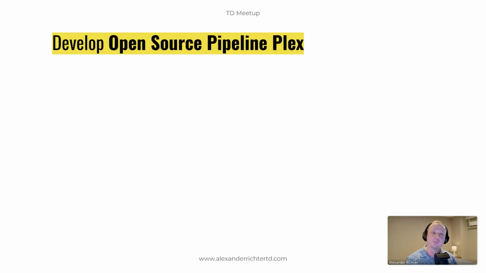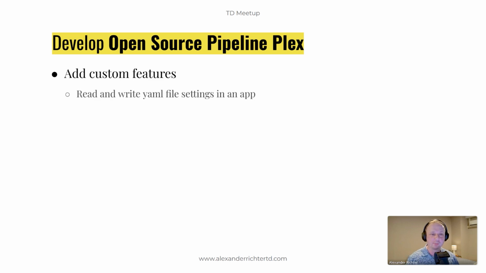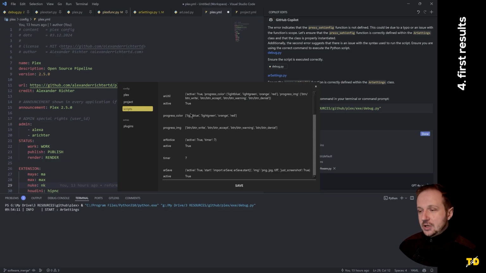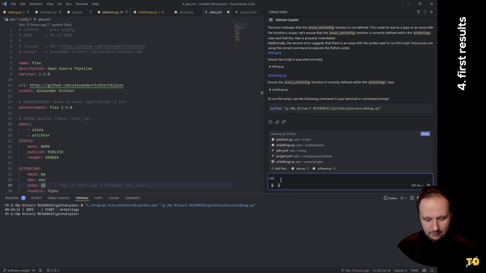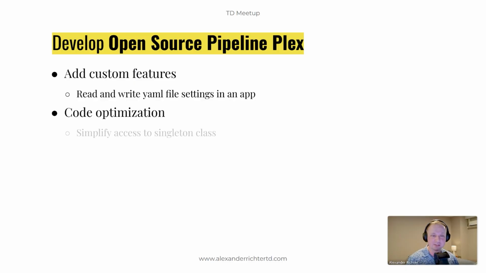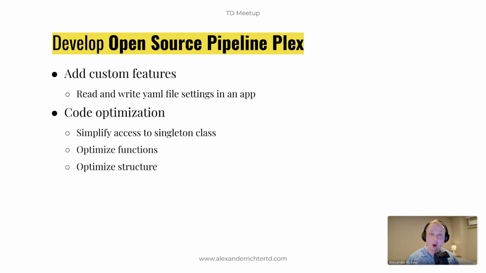I use it to develop my open source pipeline Plex. I started to add custom features, for example, read and write a YAML file for settings in an app. So I created an app and it should give me read and write elements so I can just change the table and then save that table back into the YAML file, for example. I asked it for code optimization. For example, simplify access to a singleton class, which is more complex because it was a very important class that I needed. Optimize certain functions, optimize structure, and obviously fixing bugs.